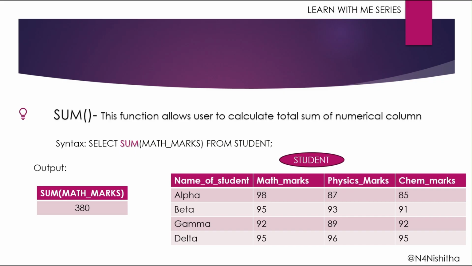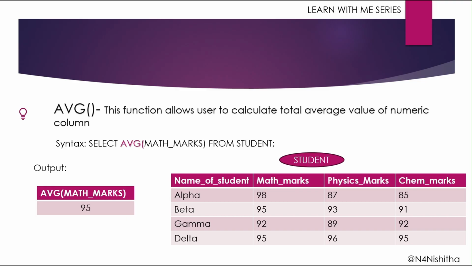Now we are calculating the sum of math marks of all the students present in the student table. For that, select sum of math underscore marks from student will give us the output 380 as shown in the figure. Similarly, for this average function, it allows user to calculate average value of the numeric column. So let us consider for the same numeric column math marks. So for that, in general, we will be calculating the sum and dividing it with the number of rows present, right? So like that, 380 divided by 4 is giving us 95.